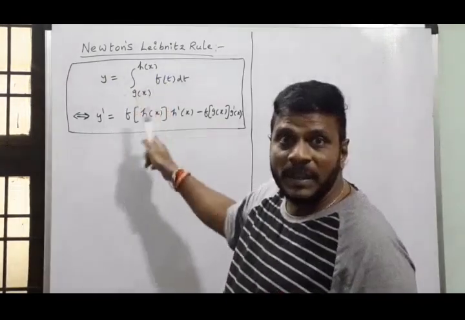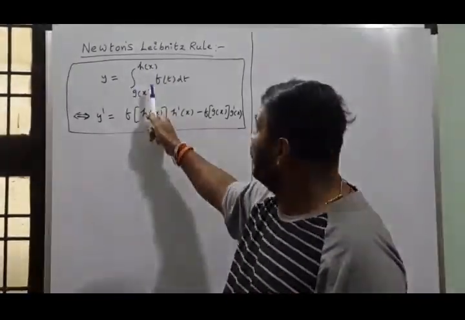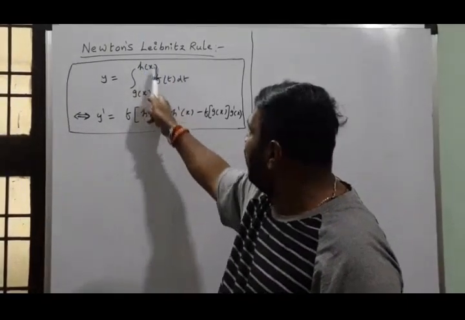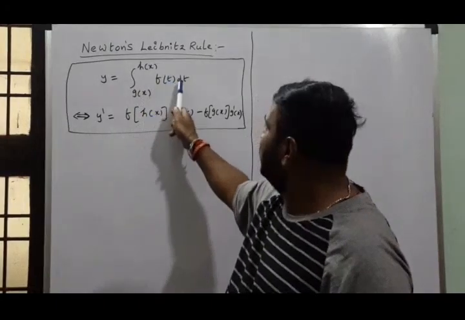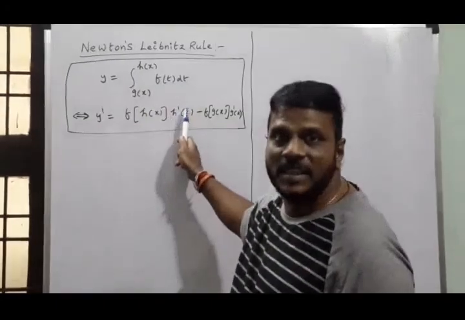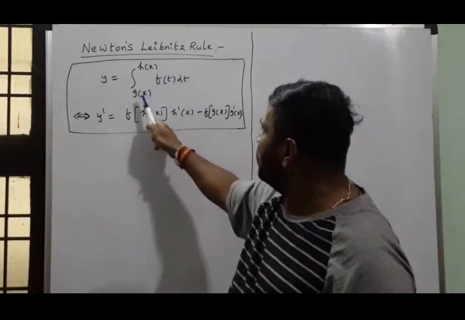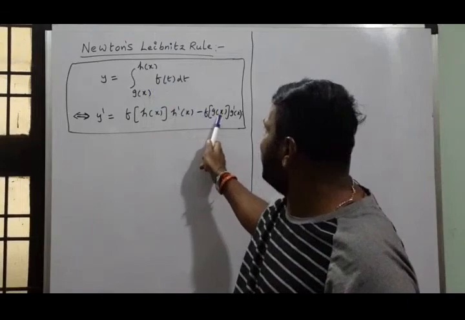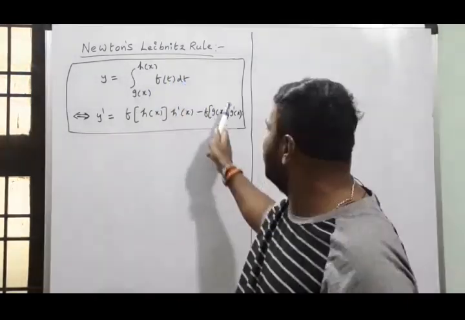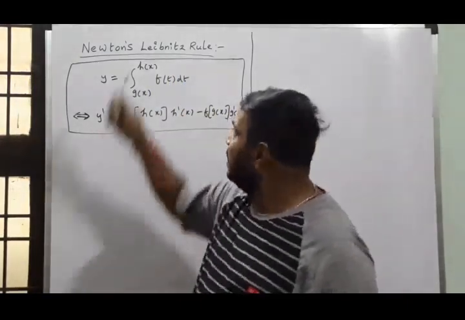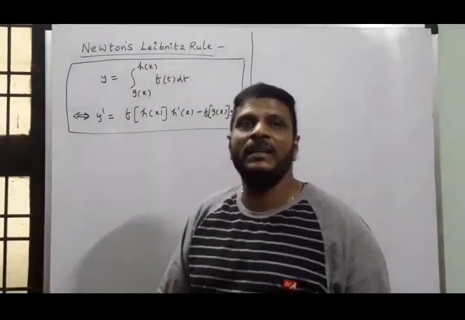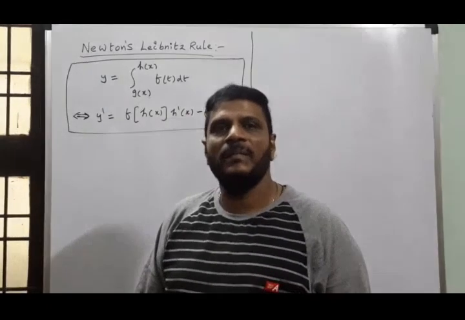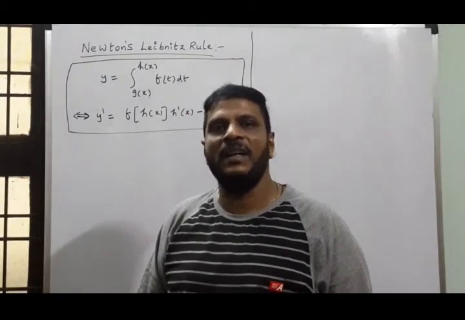How to apply this formula? All of you observe that. First, substitute the upper limit in place of t. So f(h(x)) times the derivative of h(x), that is h'(x), minus, substitute the lower limit in place of t, f(g(x)) times the derivative of g(x), that is g'(x). This is the most important formula to apply to the questions in JEE Mains and JEE Advanced.